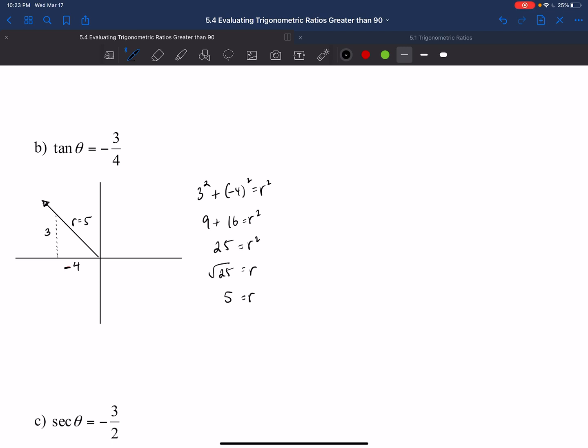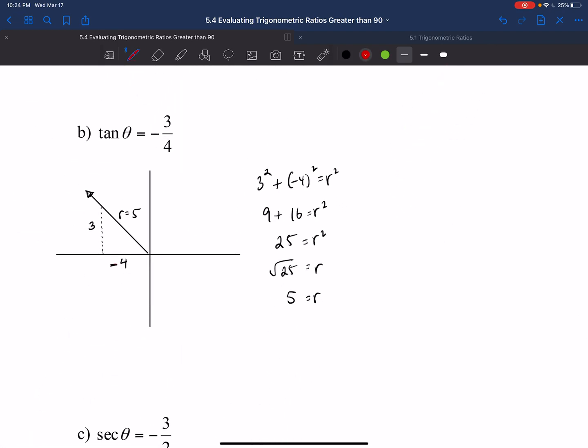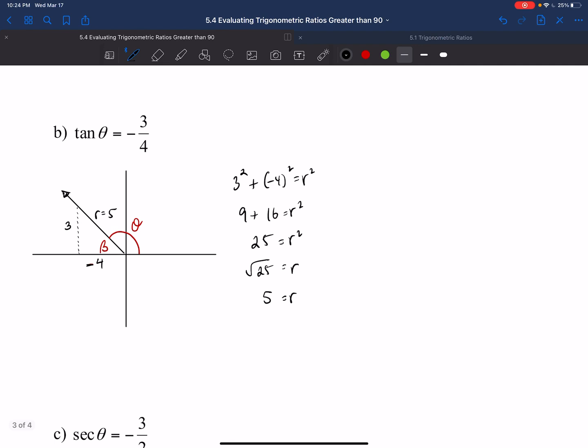Again, I can use sine, cos, or tan to find the angle because I've been given tan is negative 3 over 4. But I figured out what r is, so I can use sine, cos, or tan. But since I was given tan, I'll use tan. So theta is negative 3 over 4. And if you type that in, you get negative 37.